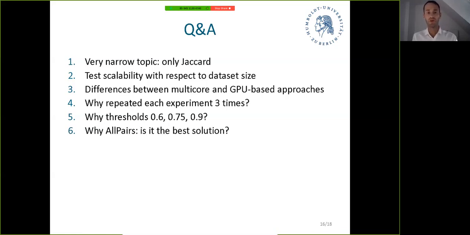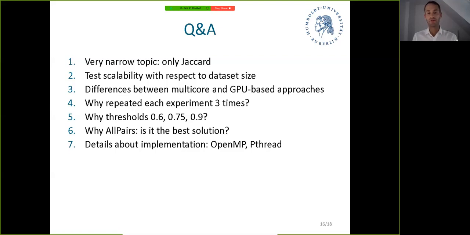Why did you use AllPairs? Is it the best solution? No, it's not, but it's the basic algorithm which is used for all the other filter and verification based algorithms. So this is why we also used it as the basis and implemented filters from other algorithms, especially PPJoin, on top.